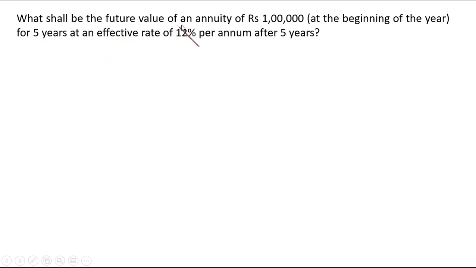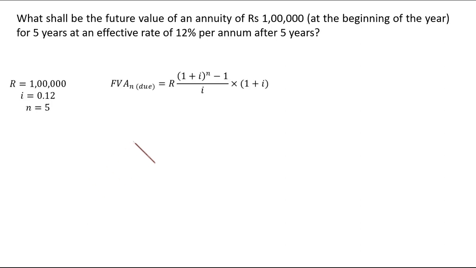What shall be the future value of an annuity of rupees 1 lakh at the beginning of the year? Means we are depositing 1 lakh right now for 5 years at an effective rate of 12% per annum after 5 years. So this sum is almost similar to the previous one, with the only exception that the beginning of the year is mentioned. So this is annuity due. So we have R as 1 lakh, I 12%, number of years 5. The only difference is that this formula will also have 1 plus I multiplied, and of course a due is written as a subscript.